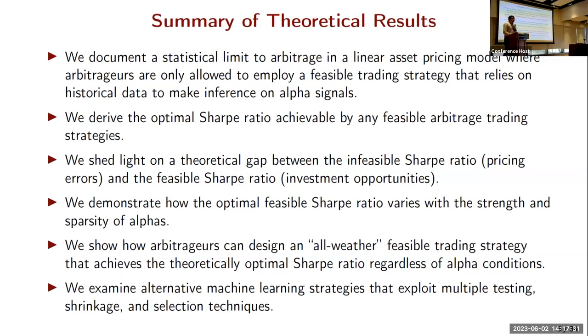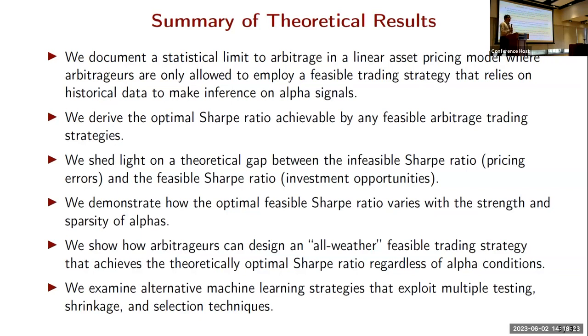All right, let me first summarize the theoretical results. As I have indicated, in this paper we document a statistical limit to arbitrage, an arbitrage limit purely due to statistical learning. We do that in a linear asset pricing model, the exact model Ross developed. The only difference is that we require arbitrageurs to learn from historical data. So arbitrageurs cannot use the true parameters to do their trading. They have to use feasible trading strategies, because feasible strategies use historical data. And in this economy, we show there is a statistical limit to arbitrage.